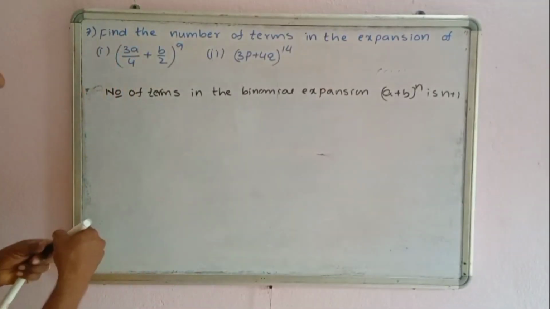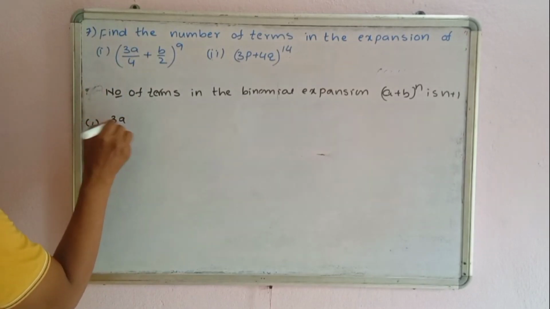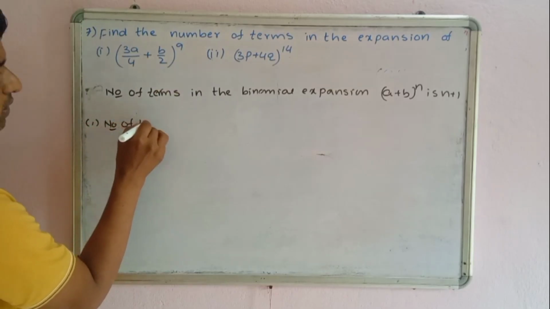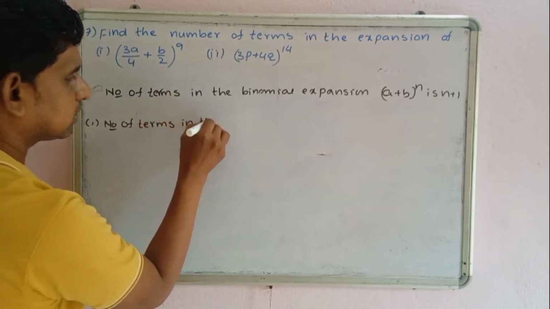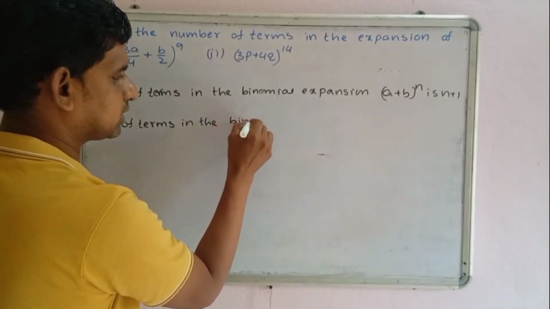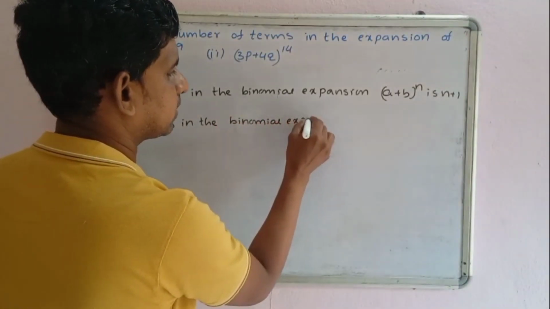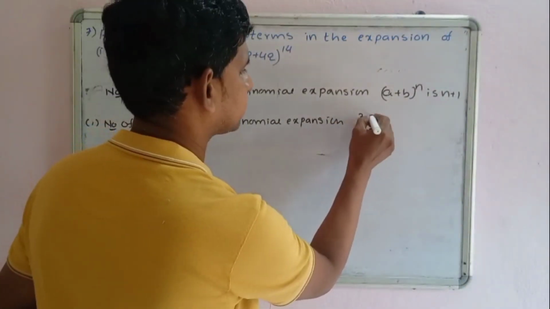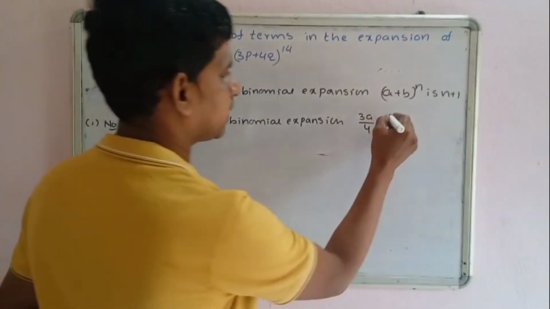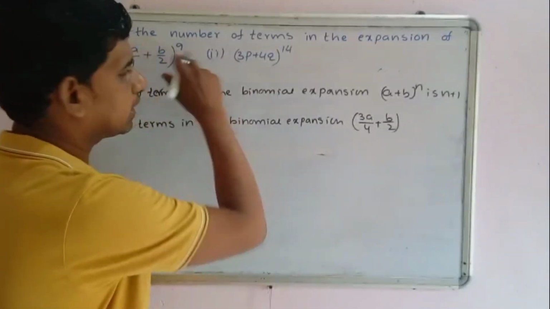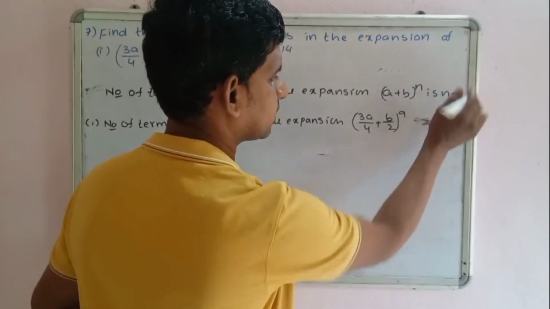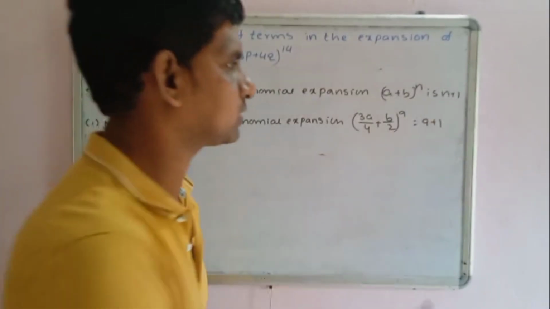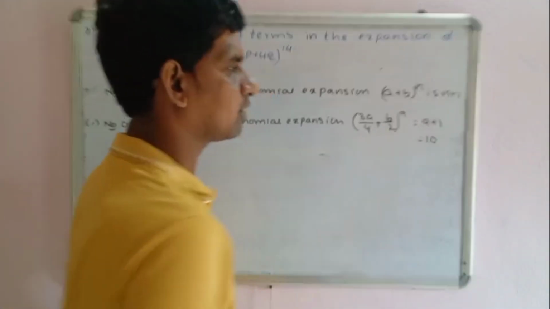Now check the first problem. Easy problem. 3a by 4 plus b by 2. The number of terms in the binomial expansion of (3a/4 + b/2) whole power 9 is 9 plus 1. Here n is 9. The formula is n plus 1, so 9 plus 1 equals 10.